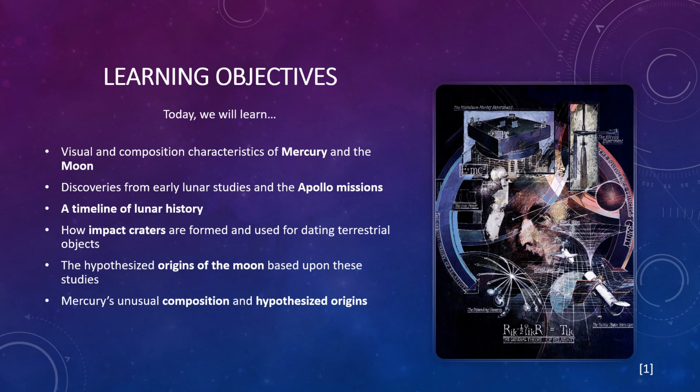And this helps give us a timeline of lunar history, especially because we are able to bring back samples, and so we know a little bit about lunar geology and some of the lunar timeline. We also will talk about how impact craters form and can be used for dating terrestrial objects. We'll also go over the hypothesized origins of the moon because the exact way that the moon formed is one of the open questions in astronomy. Then we also will move on to Mercury with its unusual composition and also some hypothesized origins for it.